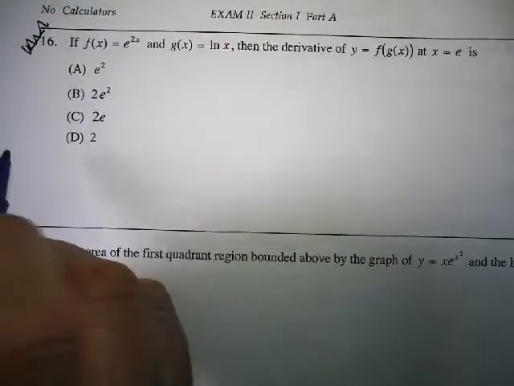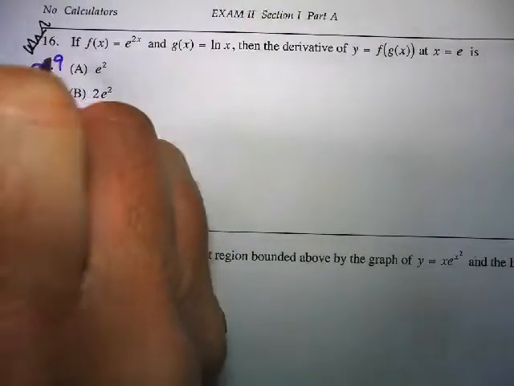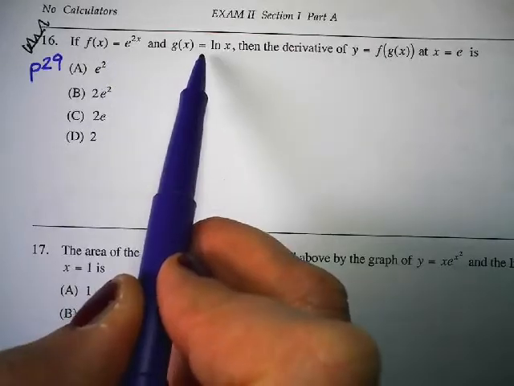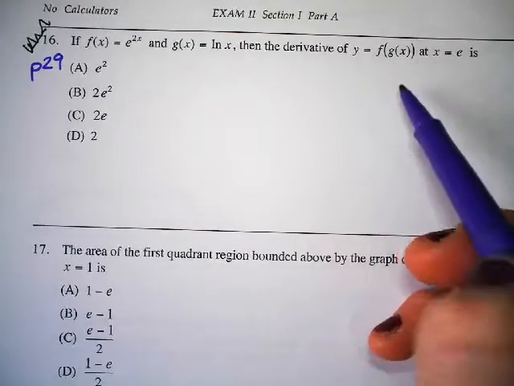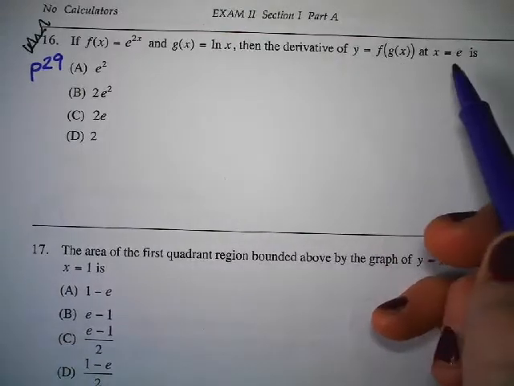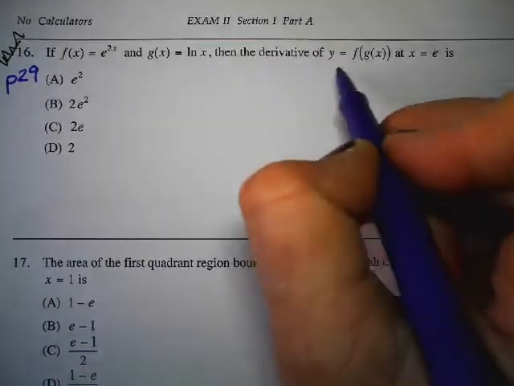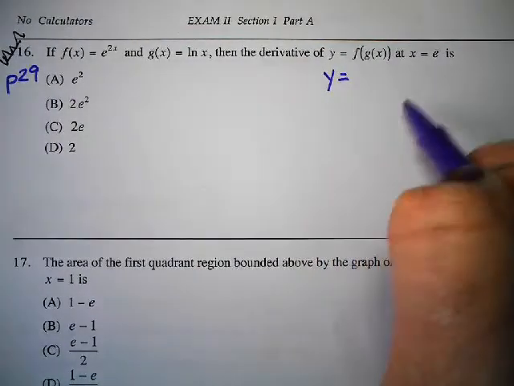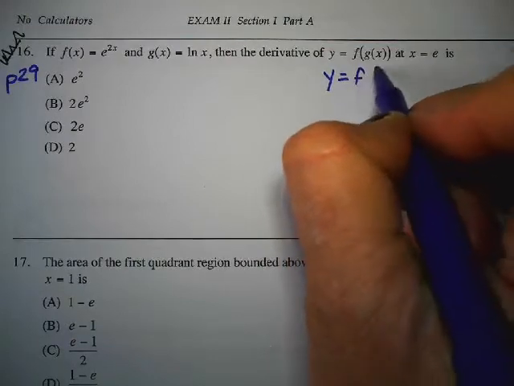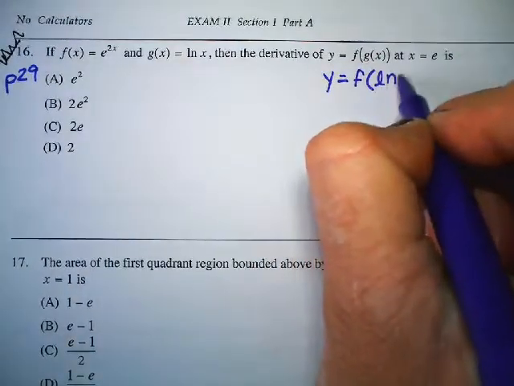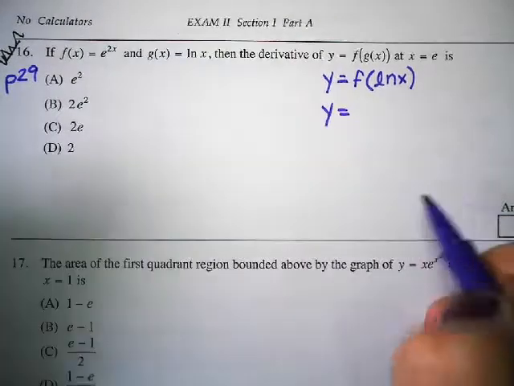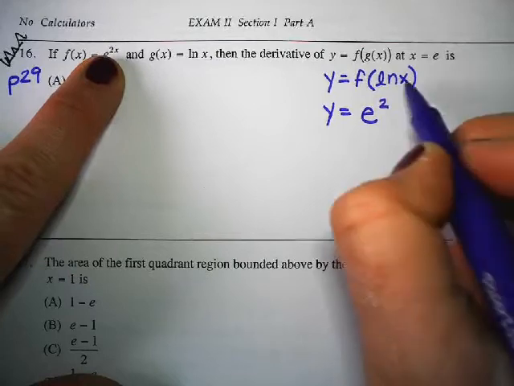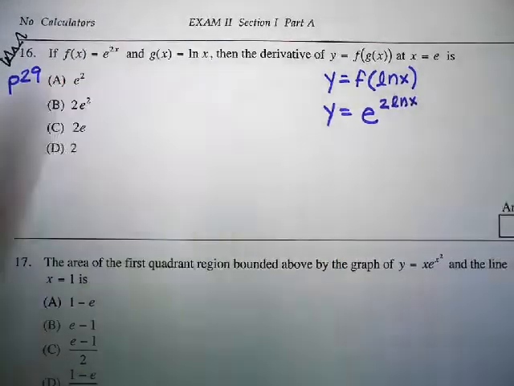Okay, the next one I'm going to do is on page 29, number 16. This one tells us what f of x is, tells us what g of x is, and then it asks us to take the derivative of f of g of x at x equals e. I'm actually going to figure out what f of g of x is first. Then I'll take the derivative, then I'll plug in e. So let's see, f of g was ln x. F means I come over here to f, and I rewrite it, e to the 2, and instead of x, I'm going to put in ln x.